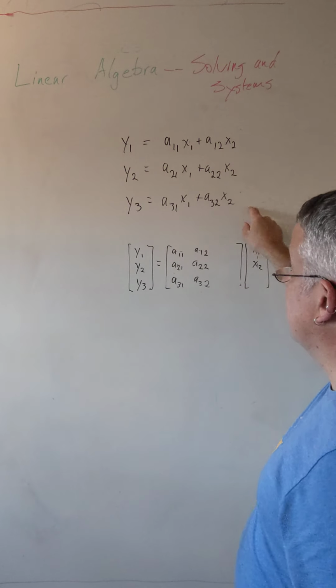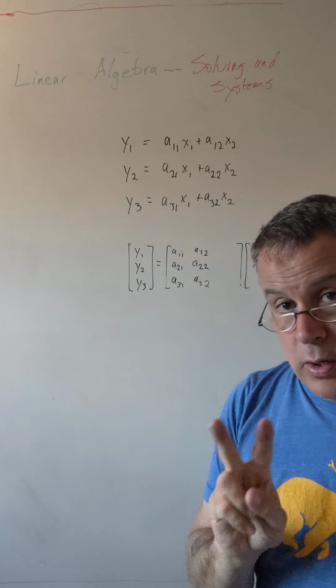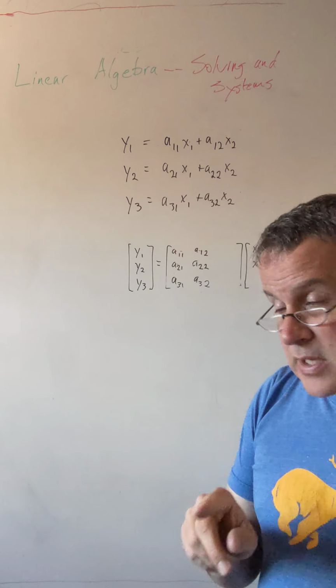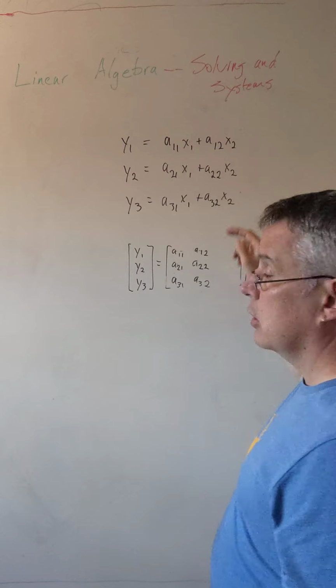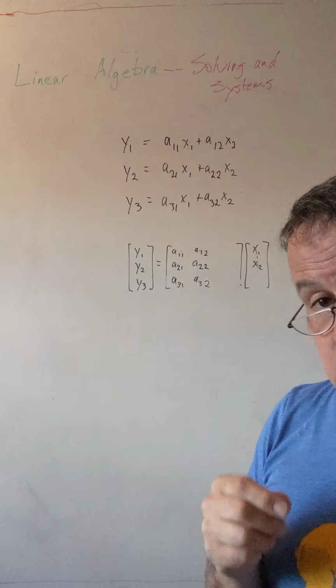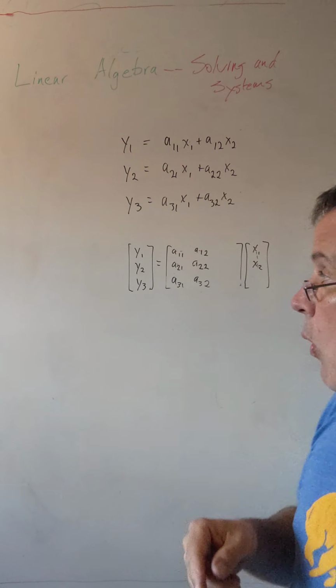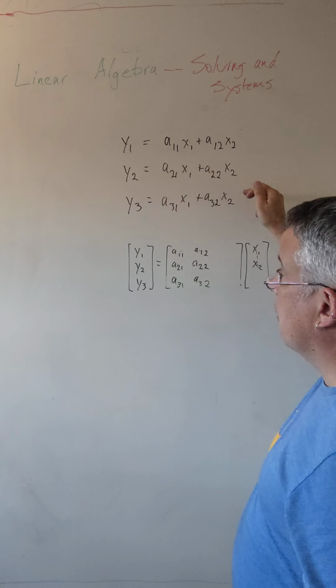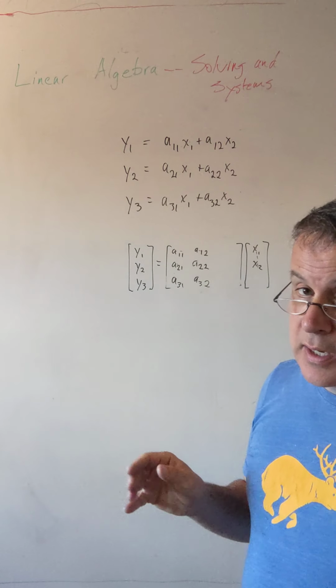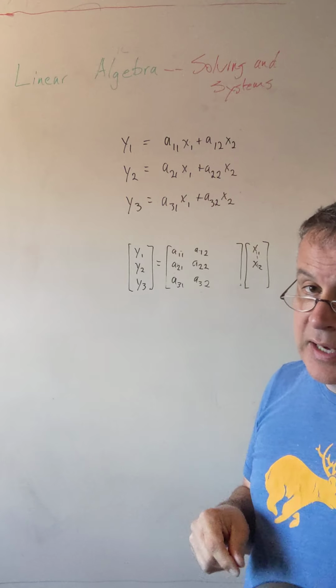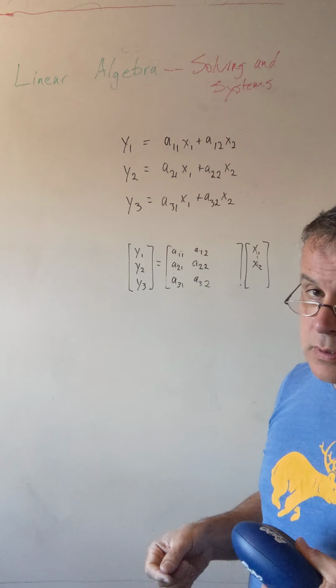But I've got 3 equations in 2 unknowns. So that means that something special has to occur for these 3 equations to make sense, which is that at least one of these 3 has to be linearly dependent on the other 2.